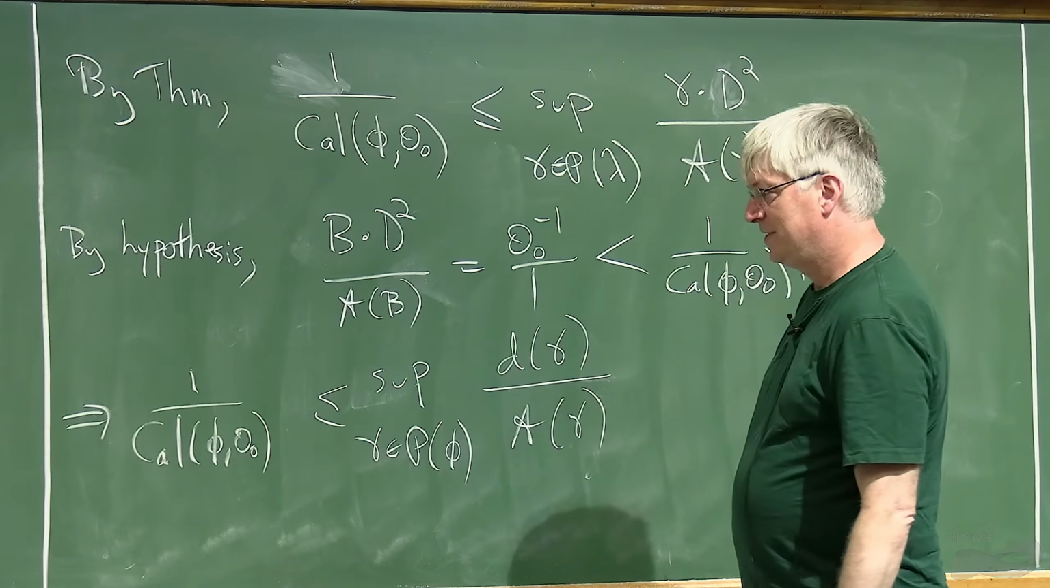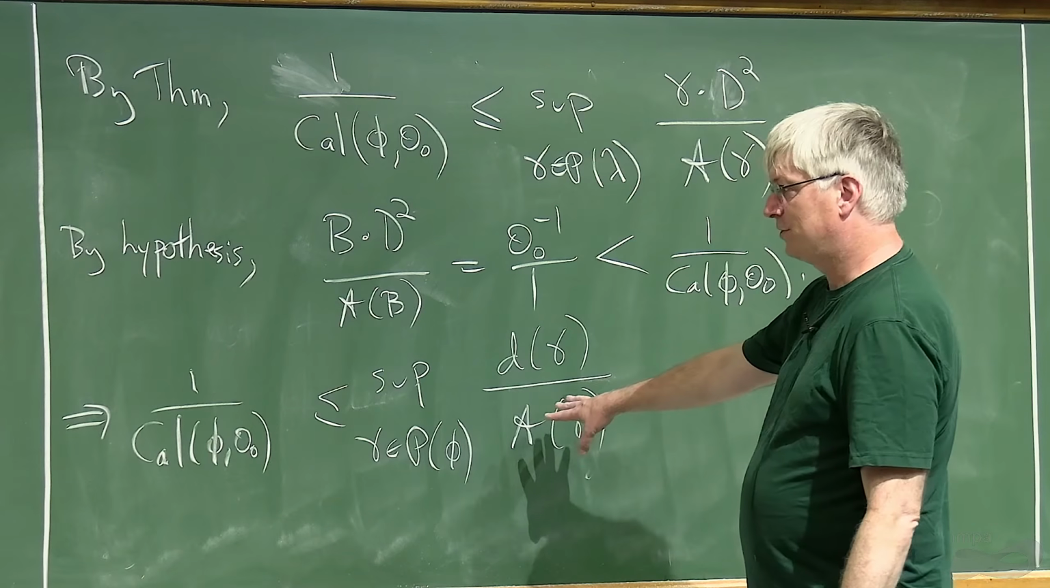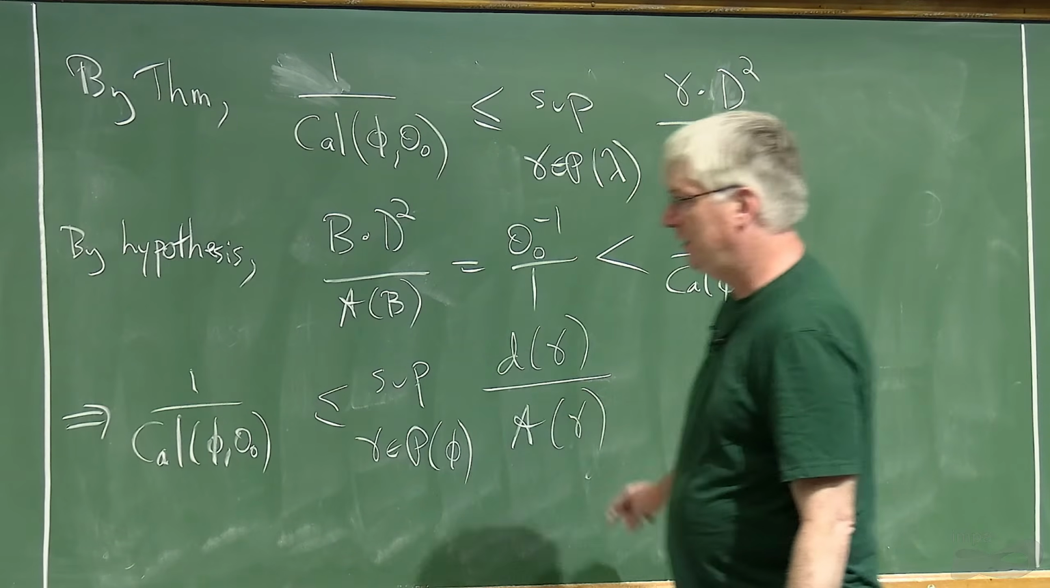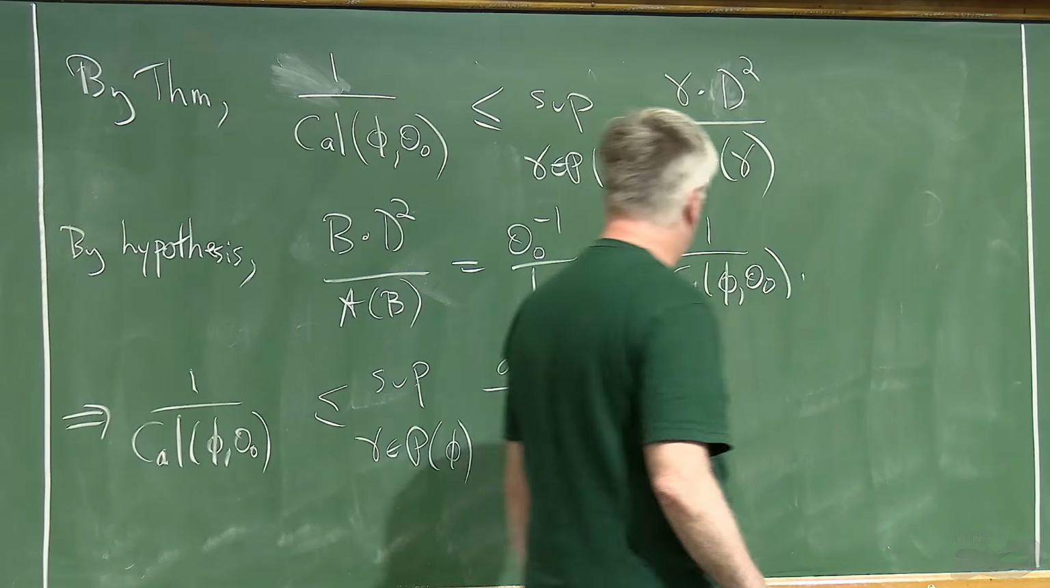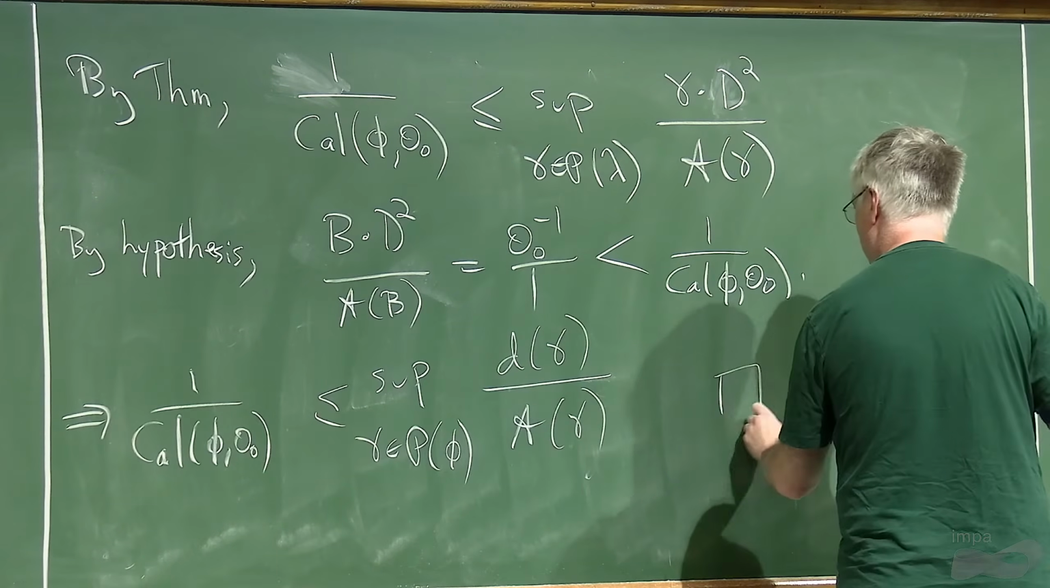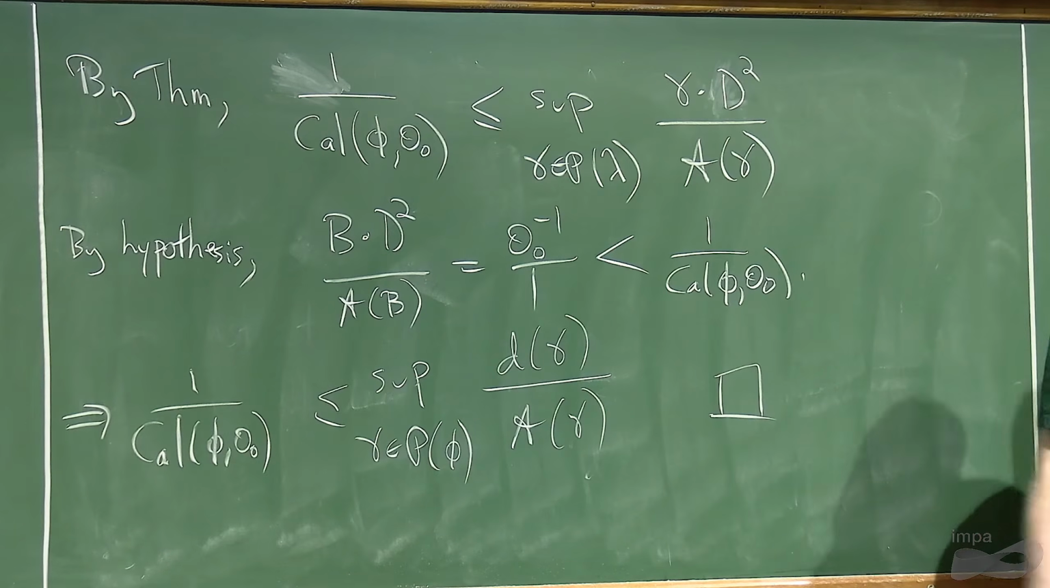And then if you just take the reciprocal of both sides of this inequality, you get exactly what I was supposed to prove. So that's a large family of examples where this theorem says something non-trivial. Any questions about that?